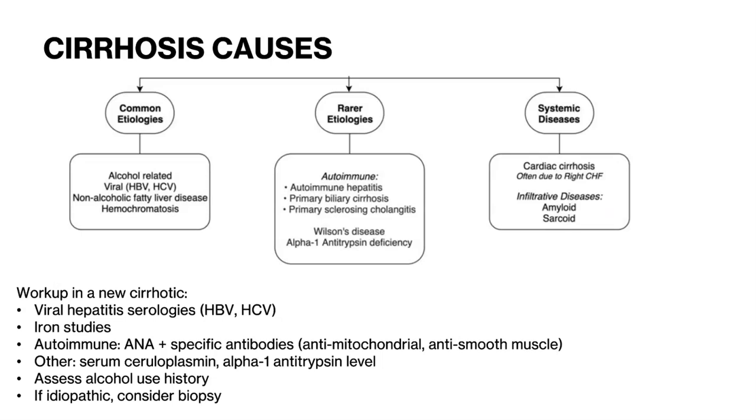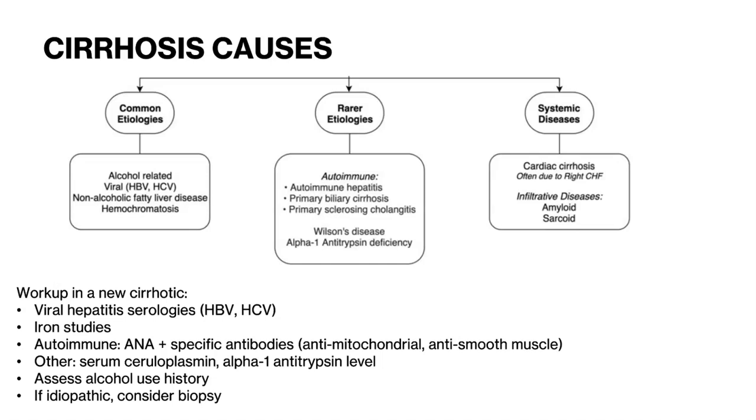Cirrhosis has many possible causes, most of which we've already covered. Alcohol and MASLD are the two most common causes of cirrhosis in the U.S., followed by hepatitis B and C. Other systemic causes we have not covered yet that can cause cirrhosis include long-standing cardiomyopathy causing venous congestion, or infiltrative causes like amyloidosis or sarcoid. When no definitive cause of cirrhosis is found, we call this cryptogenic cirrhosis.